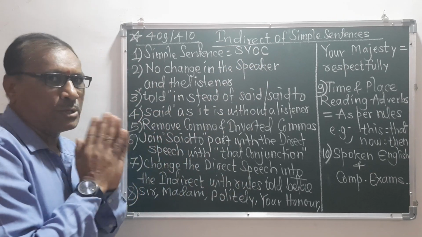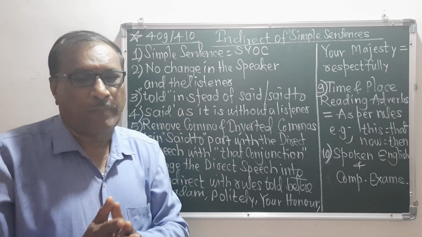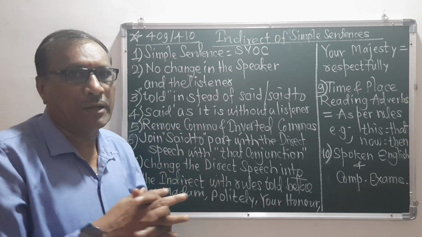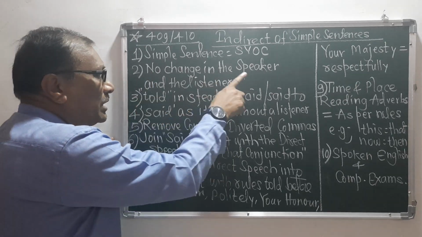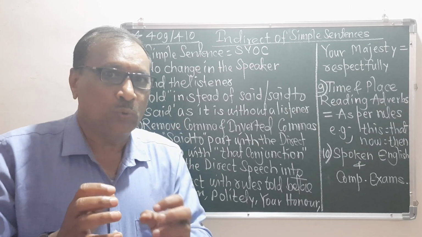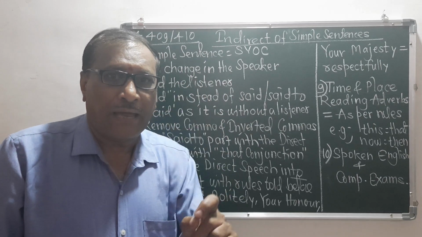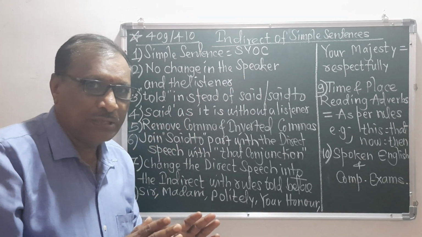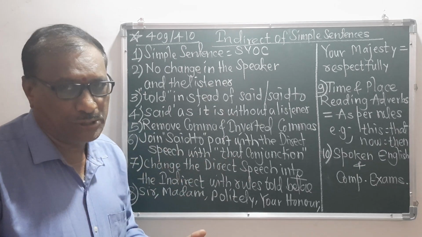Now, when we turn the direct speech into the indirect speech, we have some rules and regulations, and we will now see all of them. First rule: no change in the speaker and the listener. Remember, when you are going to do the indirect speech from the direct speech, it is very much necessary that you should not change the speaker and the listener, because they are the names and they will not be changed.